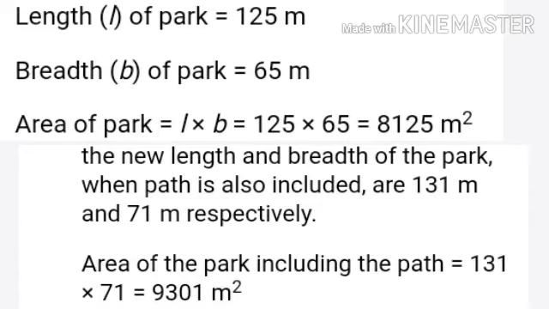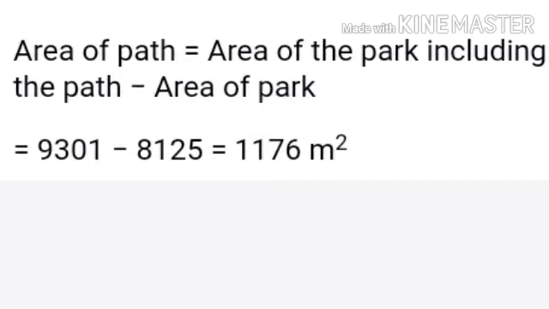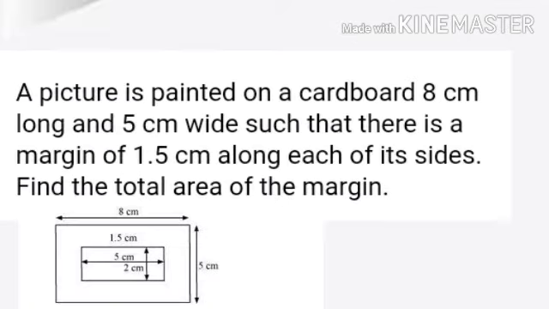The new length and breadth of the park when path is also included are 131 meter and 71 meter respectively. So area of the park including the path is equal to 131 into 71 is equal to 9301 meter square. Area of path is equal to area of the park including the path minus area of park. 9301 minus 8125 is equal to 1176 meter square. So area of path is equal to 1176 meter square.